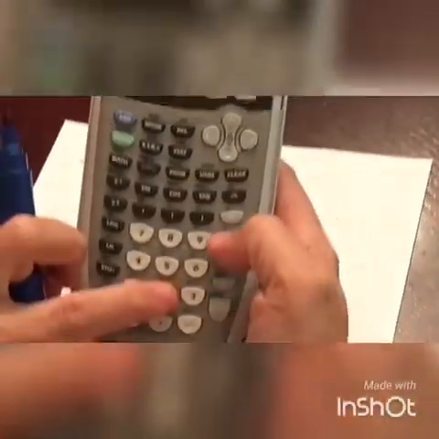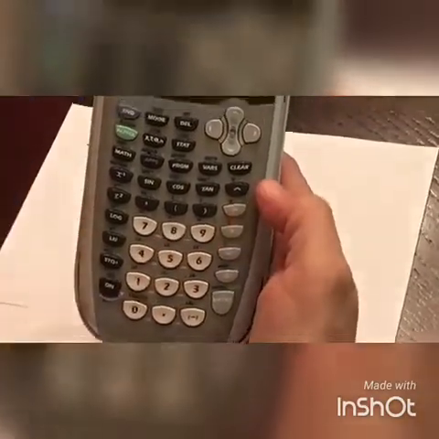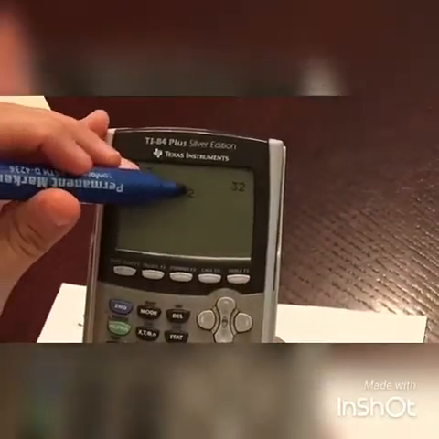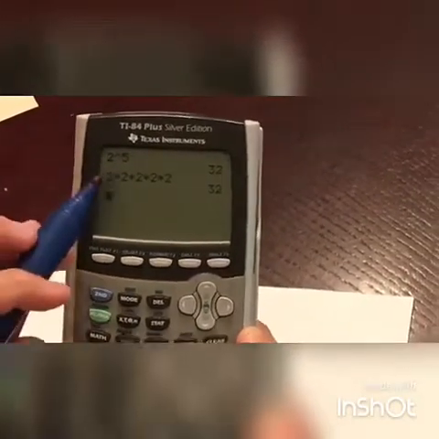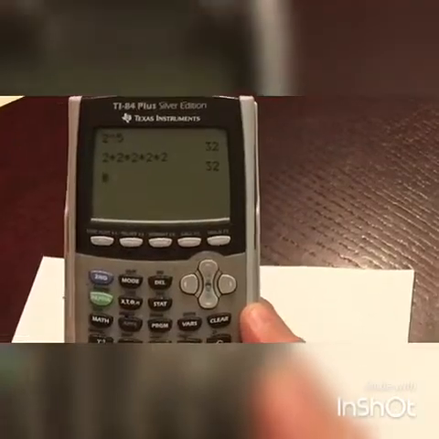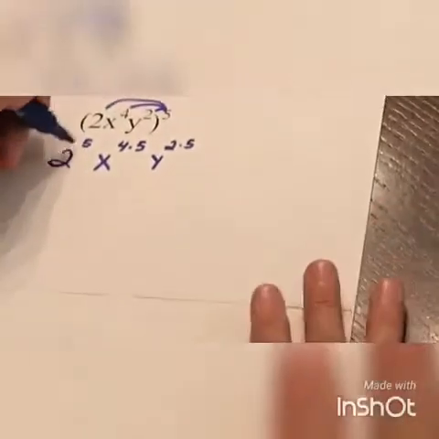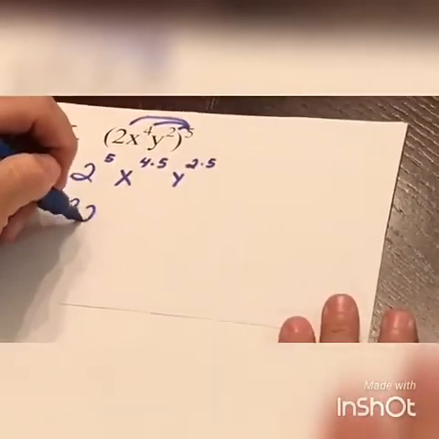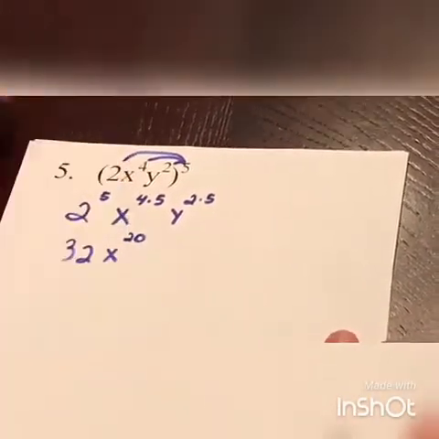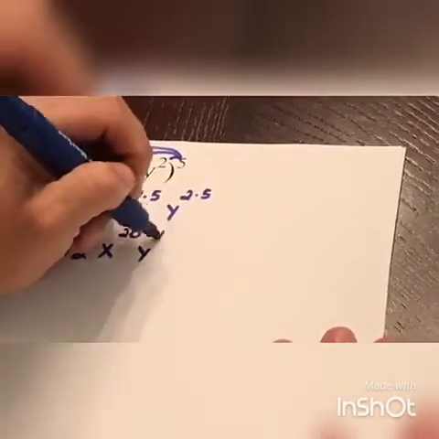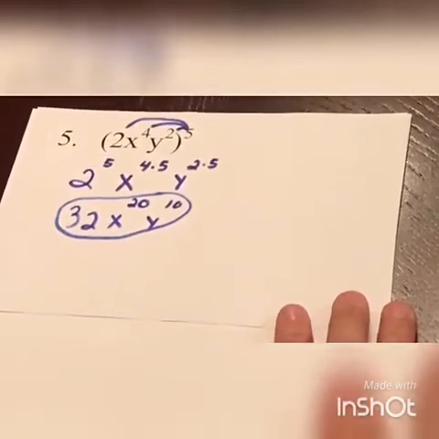Or 2 times 2 times 2 times 2 times 2. 1, 2, 3, 4, 5 different 2's also gives us 32. I find the exponent faster. You decide which one's best for you. So 2 to the 5th power, 32. 4 times 5 is 20. 2 times 5 is 10. And that is our final answer for example number 5.